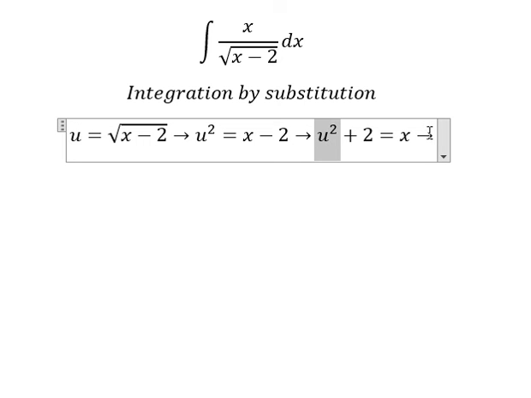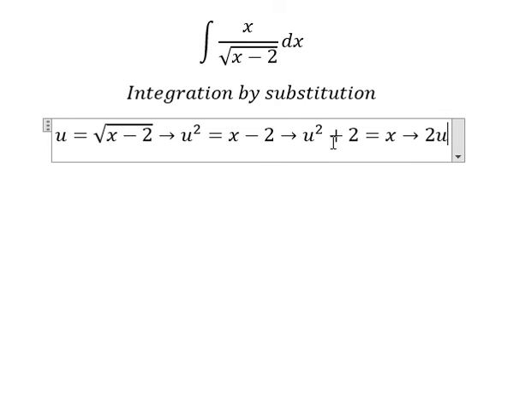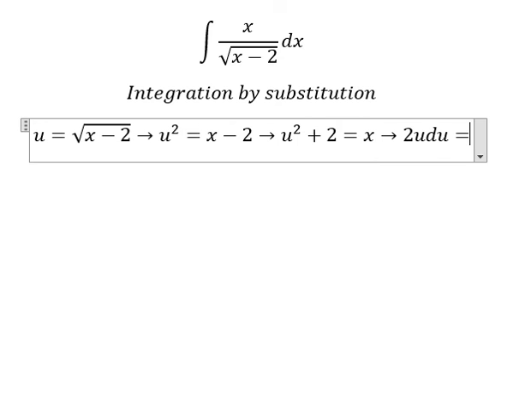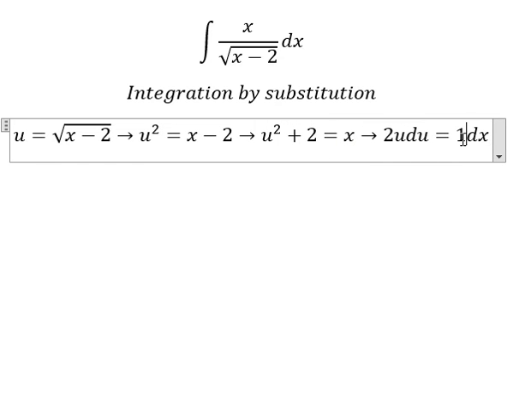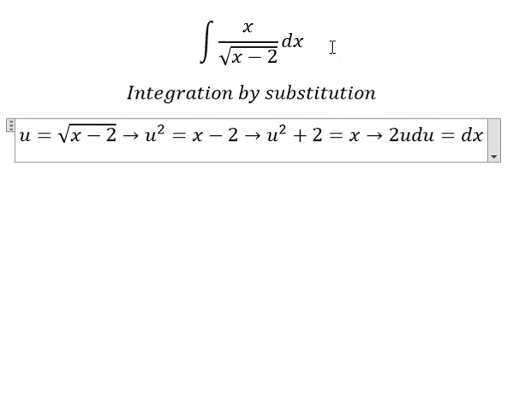This one we have 2u. This one, that is the constant, so you got 0. This one we have number 1, so we can simplify like this.